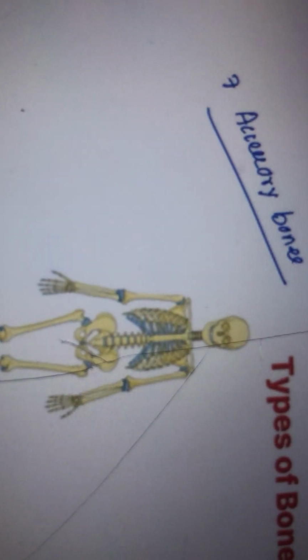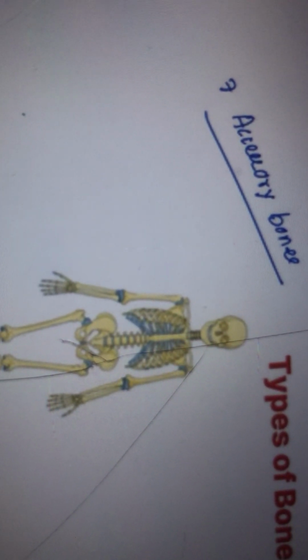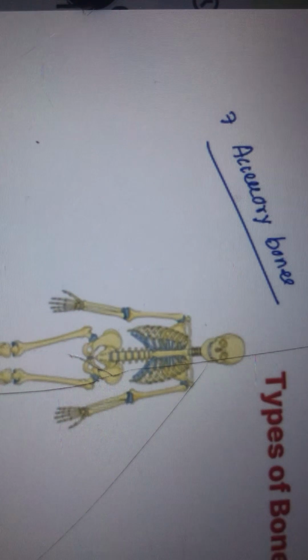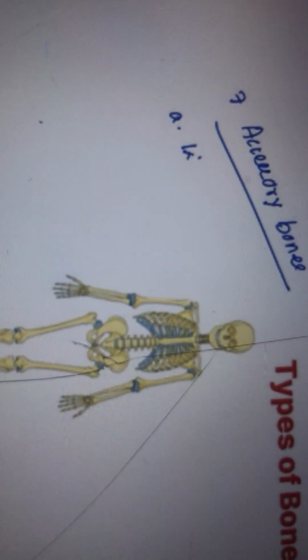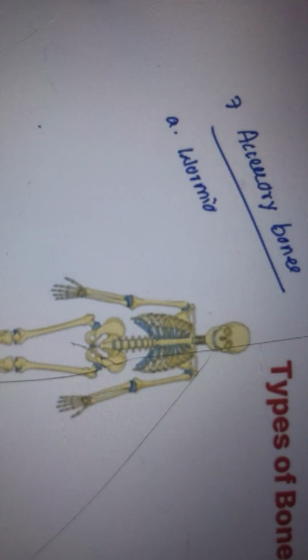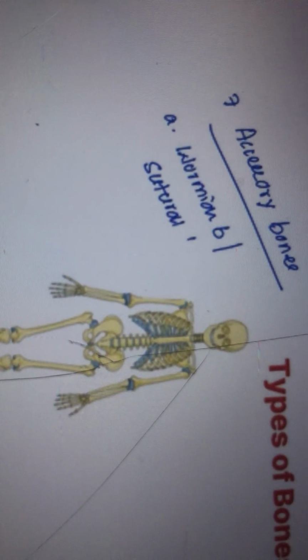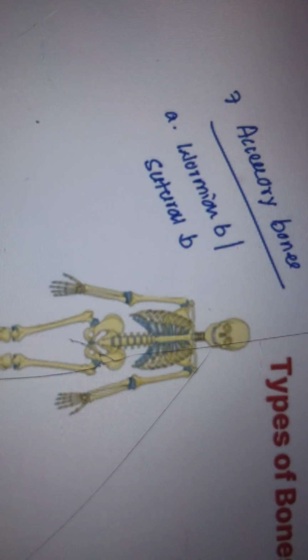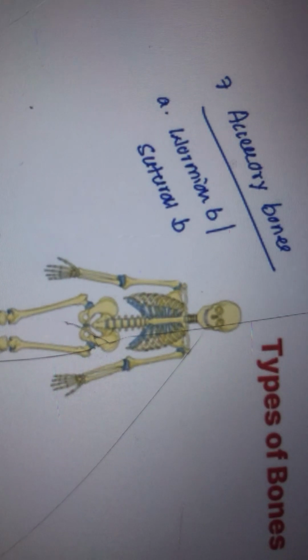Now, what exactly are accessory bones? Remember, accessory bones are not always present, right? And their presence will not significantly alter function of any part of the body. Examples for such accessory bones include the Vermean bones, right? The Vermean bones also referred to as the sutural bones. Remember, these bones are present in the lambdoid suture, within the lambdoid suture.